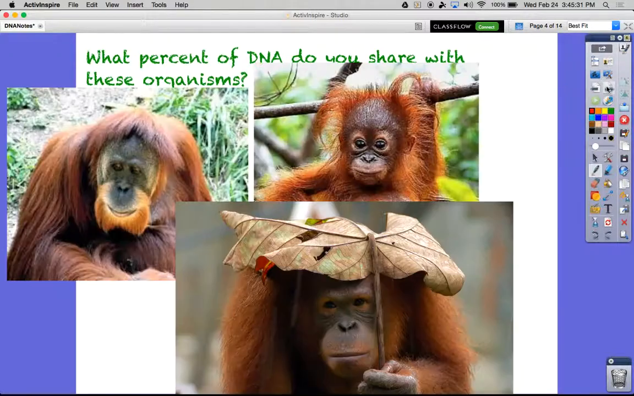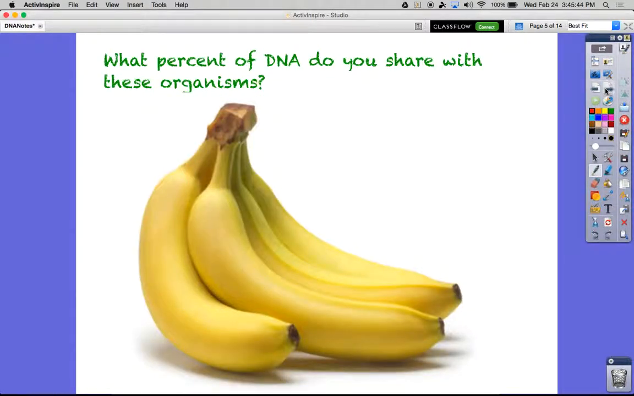Now we look at an orangutan. An orangutan is even a little bit more different from us. So now we're talking about 90% the same between us and an orangutan. And the last organism that we're going to look at today is a banana. It's really interesting how much percent that we share with a banana. When I first saw this, I would have said maybe 5, 6, 7%. That's incorrect. The answer is actually 50%. You share 50% of your DNA with a banana. So if you were to take the DNA out of a banana and the DNA out of one of your cells and compared them, 50% of them would be exactly the same.